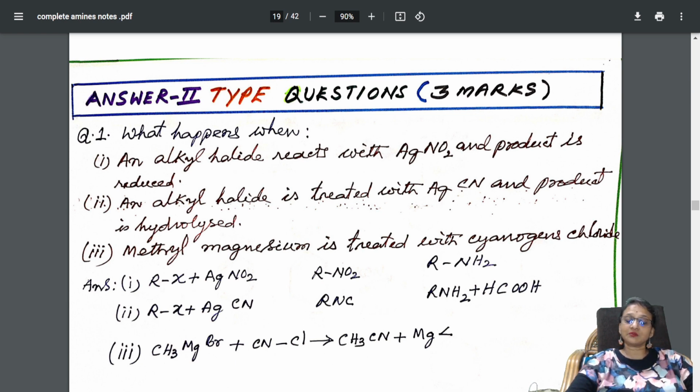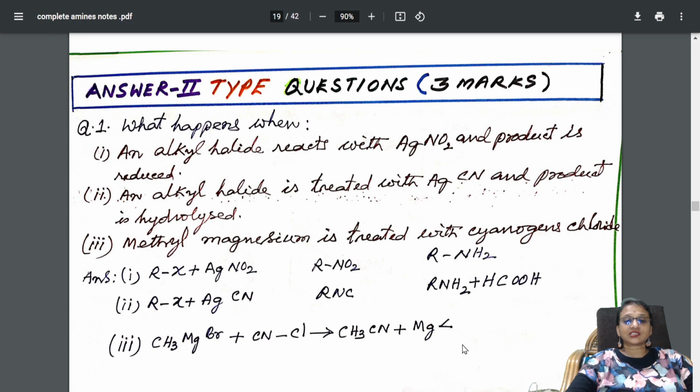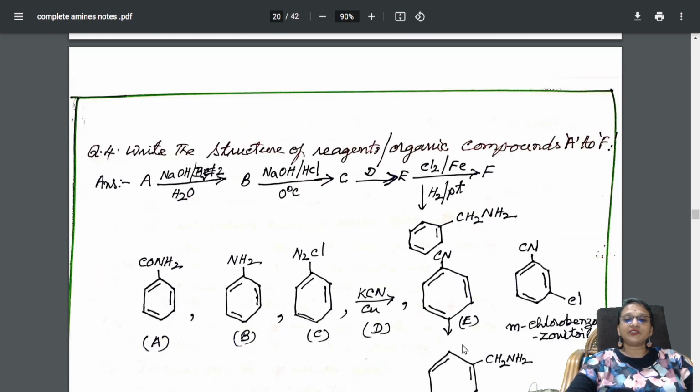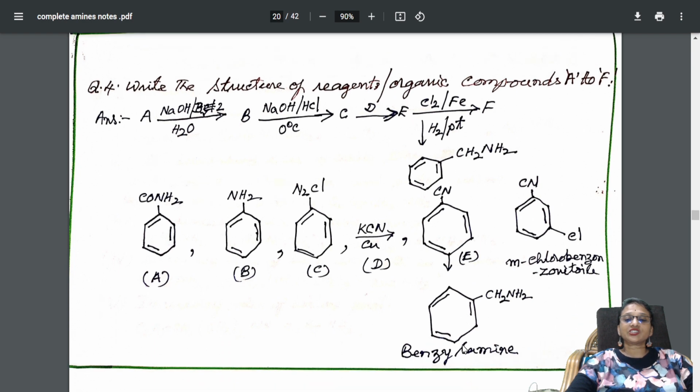Both the reactant and product are given. Done. Next comes, slowly from there, identification questions. Identification questions are very important. They will ask you A is converted to B, B to C, C to D, C to E, like that. So you're going to write, based on the reagent, you will be writing or predicting the product.